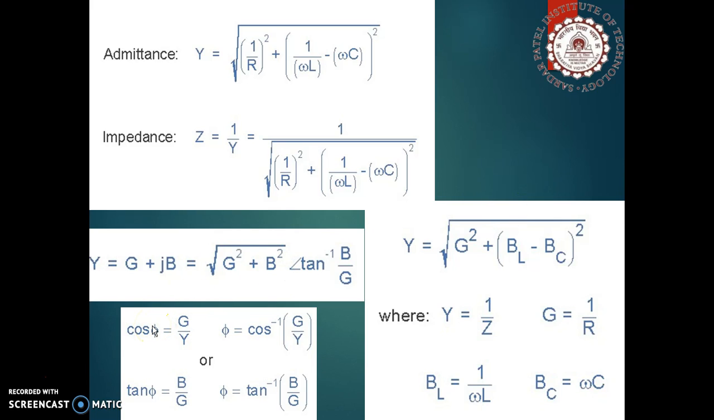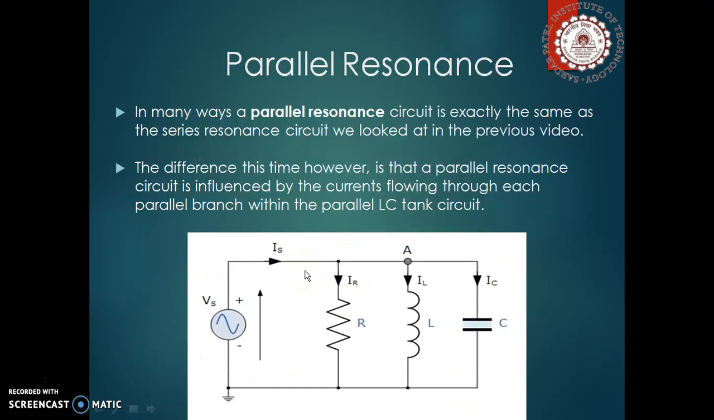So the cos phi value, or the power factor value, comes out to be G by Y. Hence phi is equal to cos inverse of G by Y, and tan phi comes out to be B by G. Hence phi comes out to be tan inverse of B by G. Hence the angle shown here is phi.